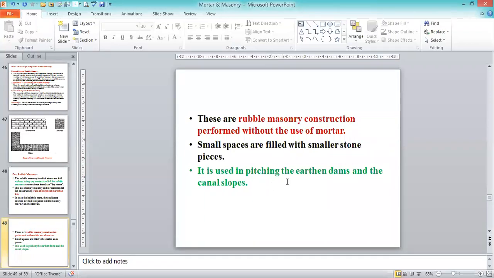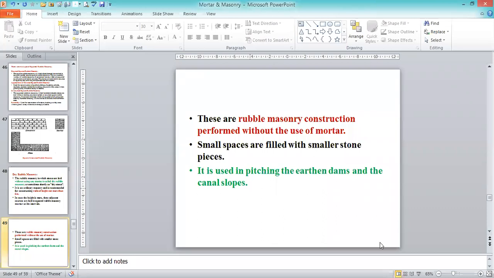Mainly it is used for earthen dams and canals. We do not use it for any building constructions. The previous ones, random rubble masonry as well as square rubble masonry, are used for building constructions.